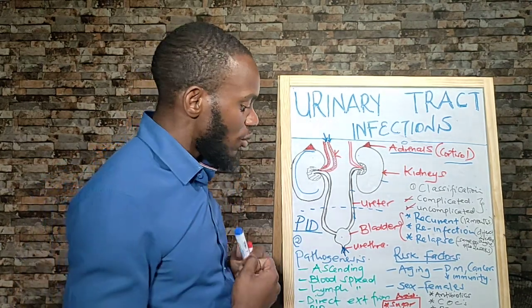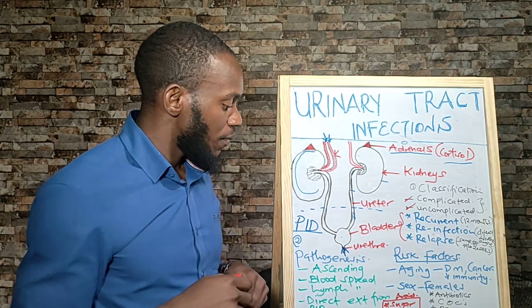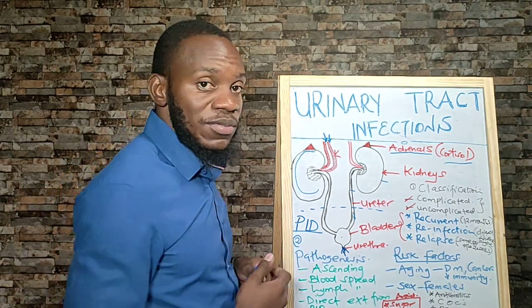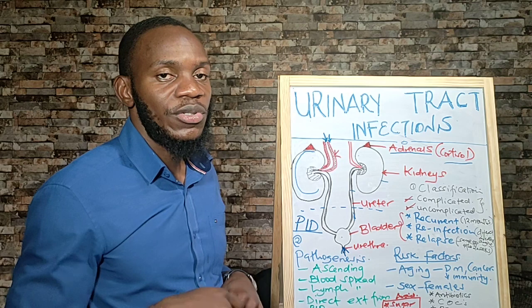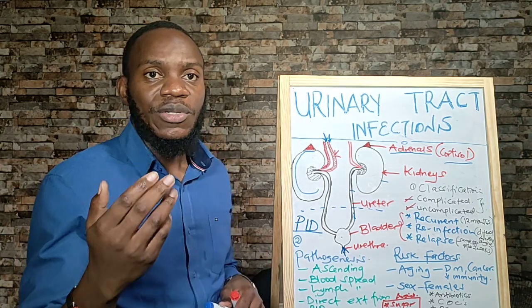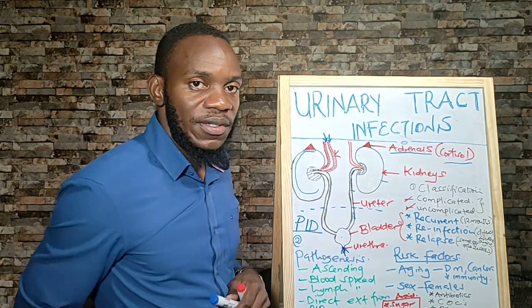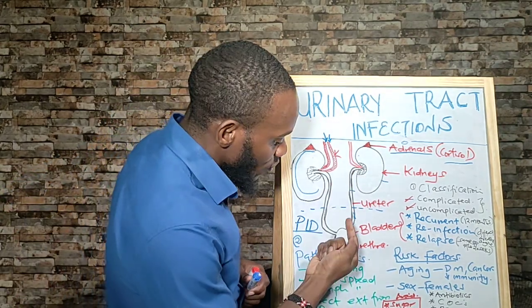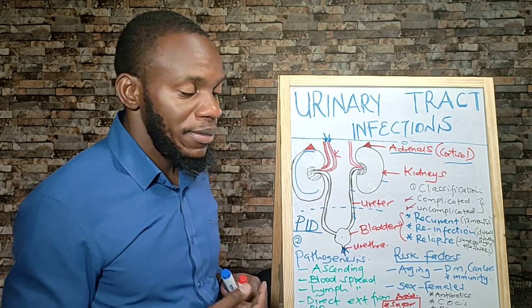Women will tell you that they feel abdominal pains, painful cramping, back pains, and sometimes urinary urgency. They feel like going to urinate, but once you go to the toilet, there's nothing. And these are the same symptoms that will occur in uncomplicated and complicated urinary tract infection. So that one is the ascending spread.